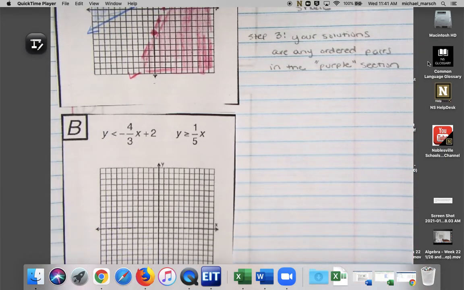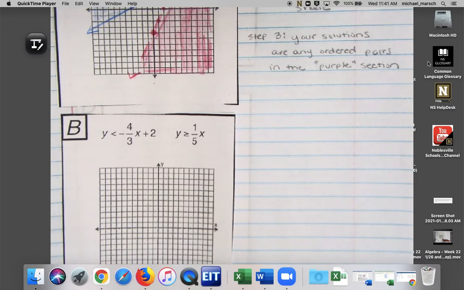Okay, let's do example B now. All right. Let's go ahead and I'm going to sharpen my pencils really quick. And we'll graph the next two. Somebody tell me, what's the y-intercept for the second inequality? 0. How do you know? Because there's not a number there. So that tells us that 0 is our y-intercept.